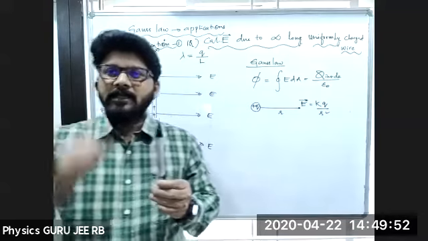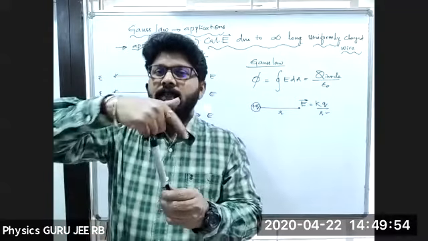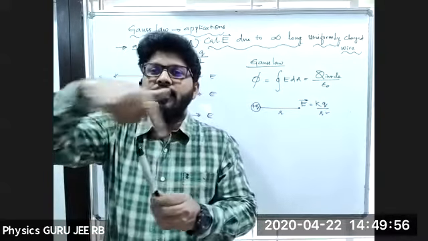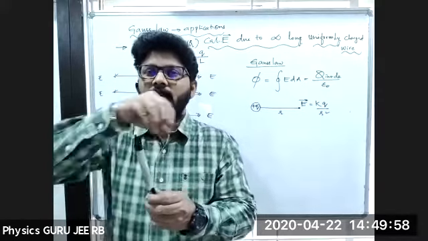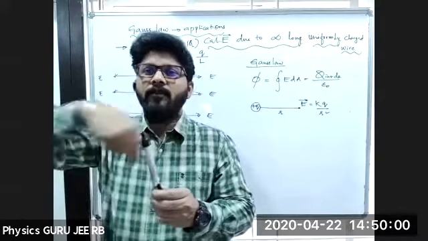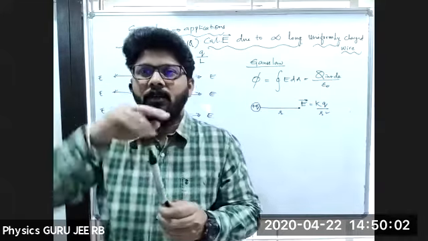So what is the condition for a Gaussian surface? The electric field should be uniform. That means equal at all the points.